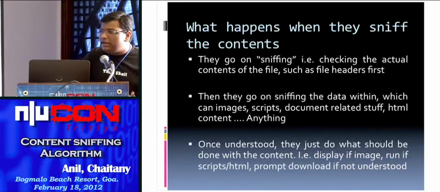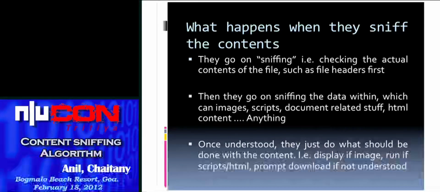If the browser understands what type of data it is, it will do that particular thing with the file. For example, if a browser recognizes that particular data to be image related data, it will try to display that as an image. If a browser renders that as HTML data or script data, it will try to execute those scripts. If it does not understand the file's contents, the browser will simply give you a download prompt and ask you to download the file.